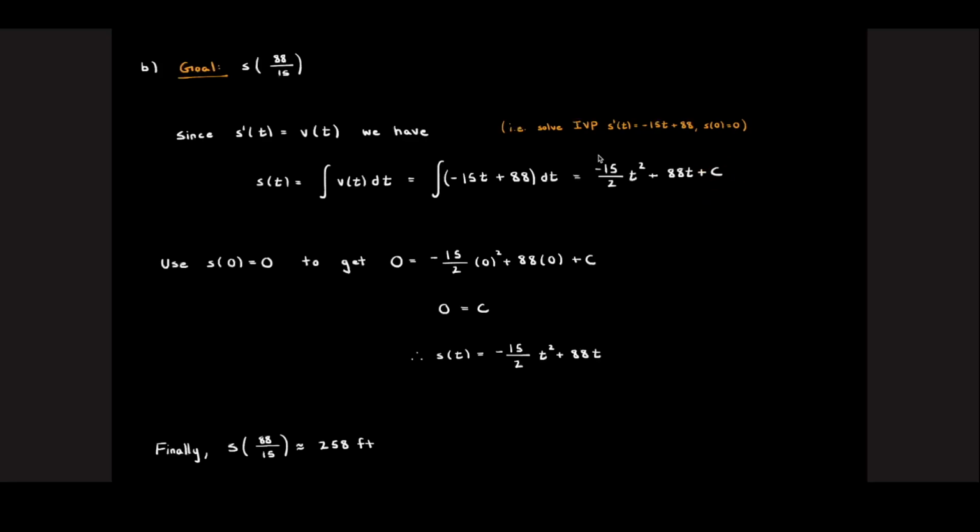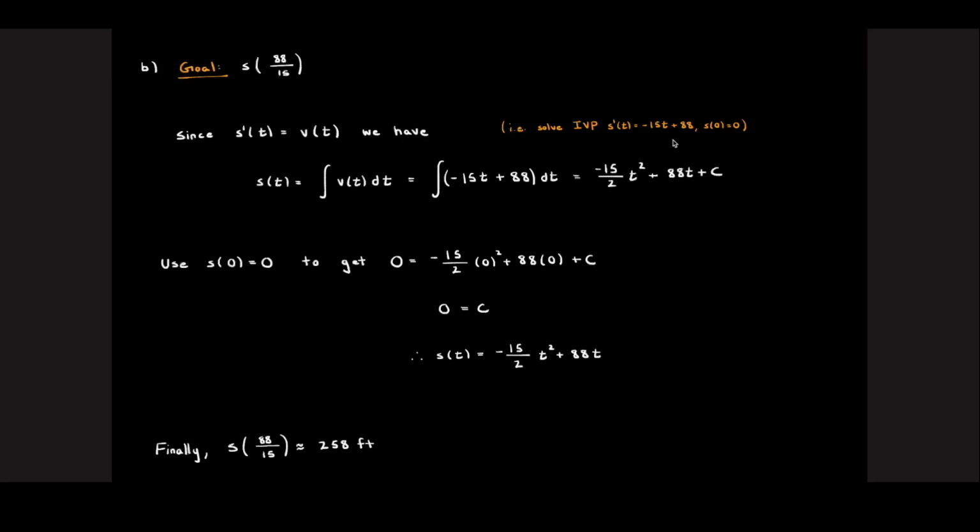Now, really what we're trying to do here is solve the following initial value problem. We're looking for this unknown position function, s, that satisfies the following differential equation. That is, when you differentiate this position function, you're supposed to get the velocity function, which is negative 15t plus 88. And now I claim that it's subject to the condition s of 0 equals 0. And you might be a little bit confused where I got this because this wasn't in the original problem statement. But remember, we can model the problem however we like.